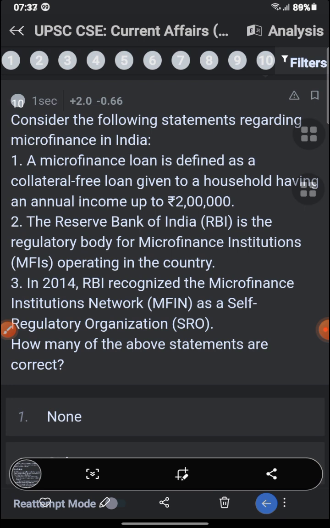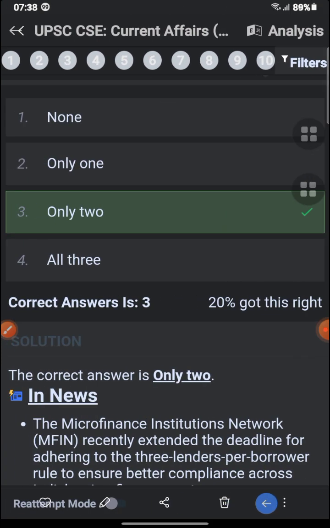So a microfinance loan is defined as a collateral-free loan up to 2 lakh rupees, okay, for a household with annual income. The Reserve Bank of India is a regulatory body for microfinance, and in 2014 the RBI recognized the microfinance institution network as self-regulatory. So only two is true actually.